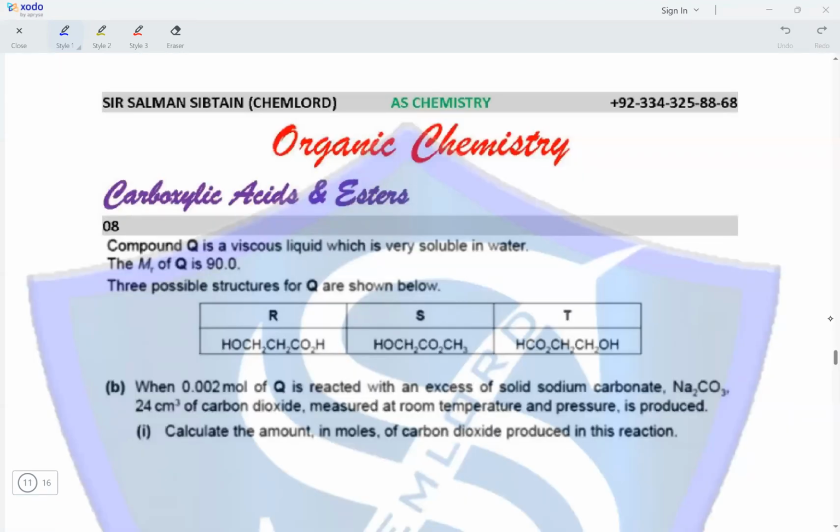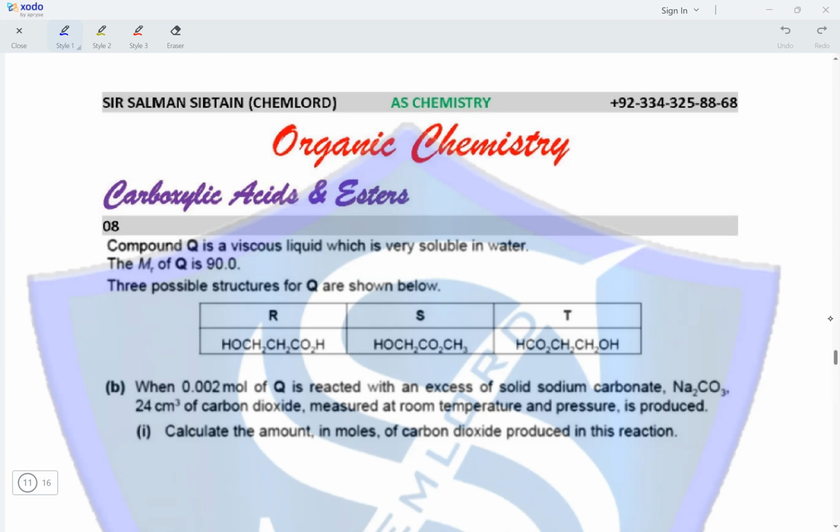Question 8. Compound Q is a viscous liquid which is very soluble in water. The Mr of Q is 90. Three possible structures for Q are shown below. So there are three structures R, S, and T. R contains an alcohol group and a carboxyl group. S contains an alcohol group and an ester group. And T contains an ester group and an alcohol group as well.